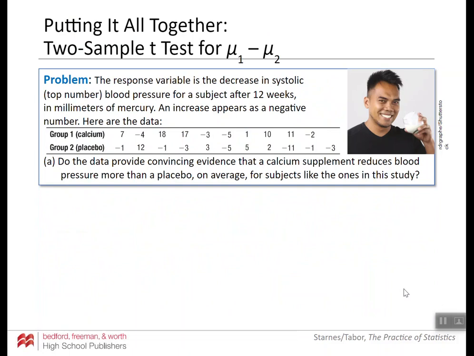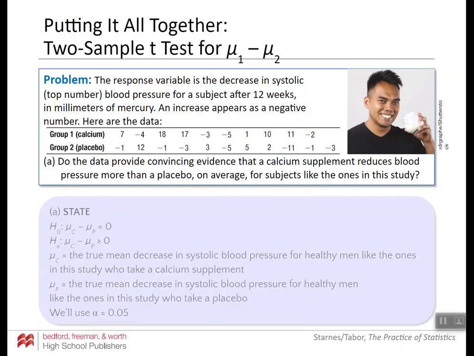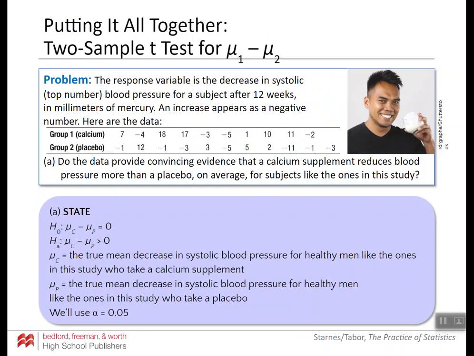We're going to go through our standard state, plan, do, conclude. State. Our null hypothesis is that mu sub c, the mean with the calcium, minus the mean with the placebo is 0. Our alternative hypothesis is mu c minus mu p is greater than 0, because it specifically asks, is there evidence that a calcium supplement reduces blood pressure more than the placebo?